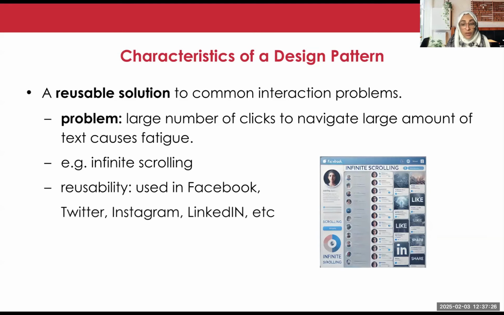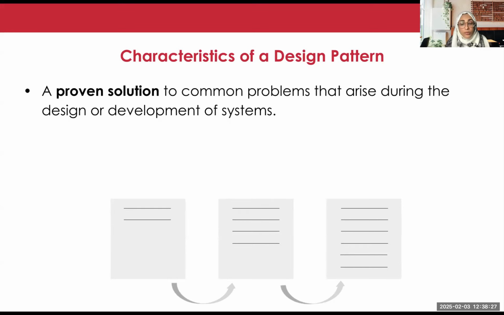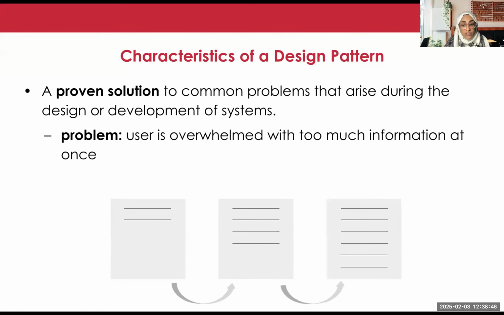Okay, so now let's look at design patterns as proven solutions to challenges in interaction design. So a common problem in interaction design is too much information or too many options all at once presented to the user. This can lead to confusion and frustrations. Users need simplified interfaces that guide them step by step to achieve their goals. So a solution to this problem is progressive disclosure.